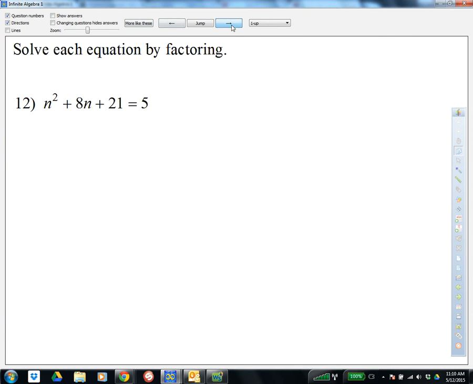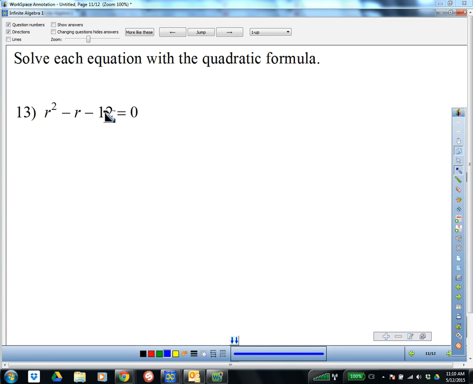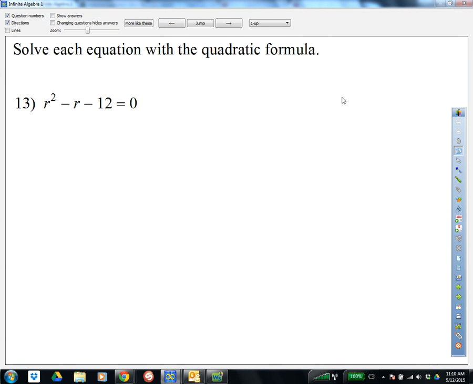The last one that we're going to do here is using the quadratic formula. When we go to use the quadratic formula, actually, let's do this in the next video. We'll use the quadratic formula in the next video.